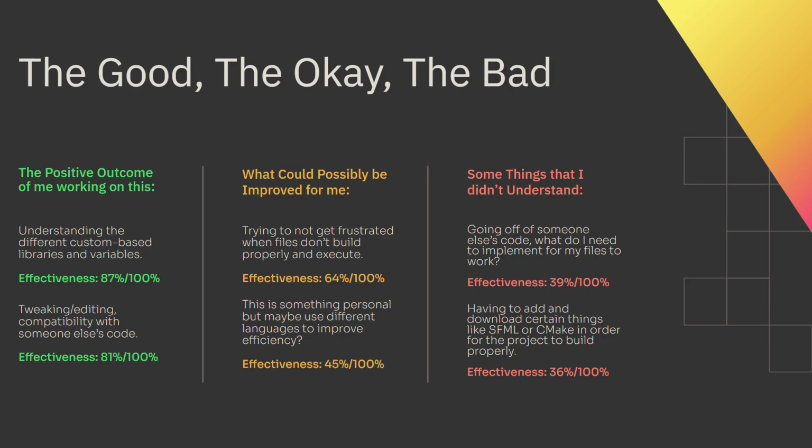And then how effective my learning outcome was, from 87% to 100% out of 100. Another is tweaking, editing, and compatibility with someone else's code. I felt I was pretty strong with that. I understood what I needed to adjust, what I needed to make compatible with my Windows desktop. So I feel that was an 81%, still pretty high.